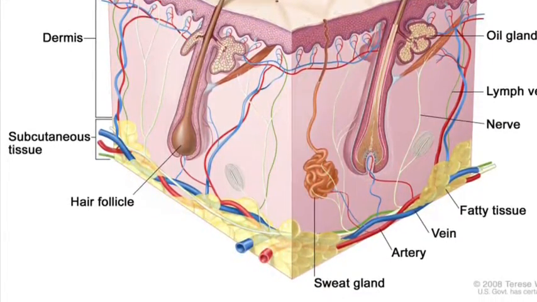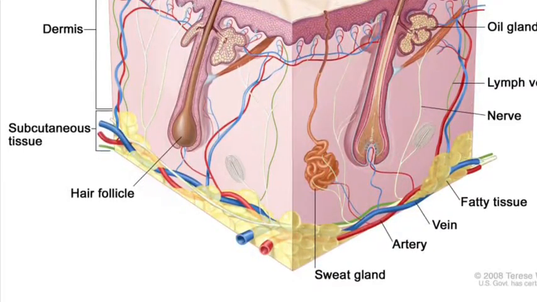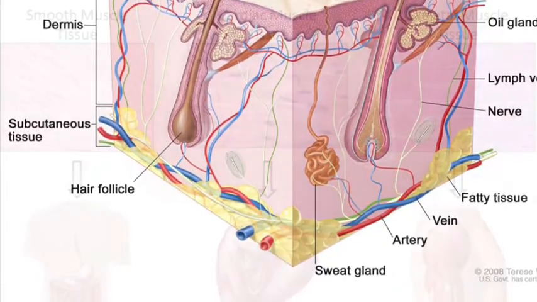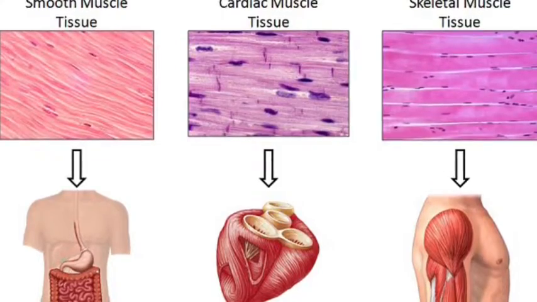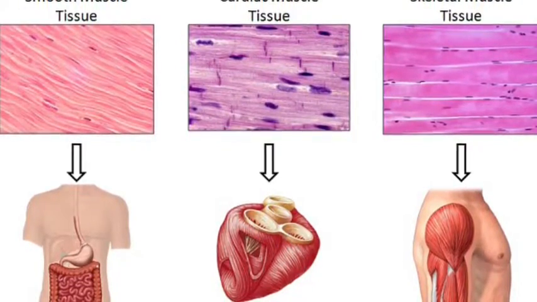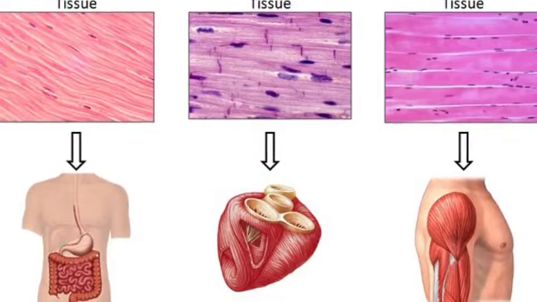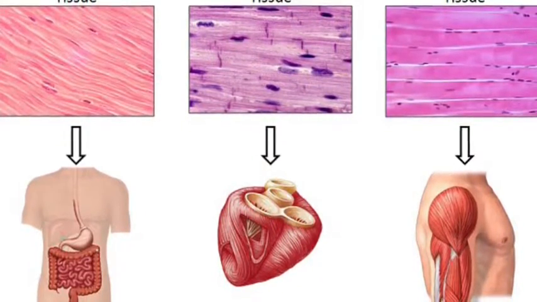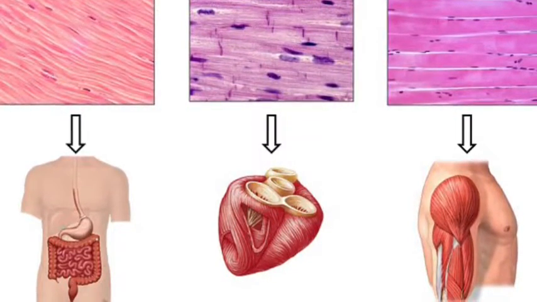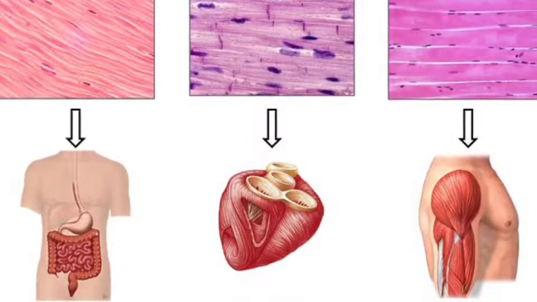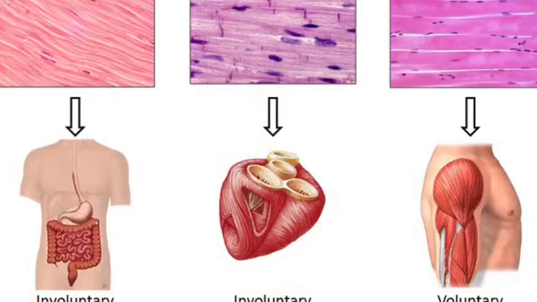The last one is the nervous tissue. It has 2 cell types, neurons and neuroglia, and it's located in the brain and spinal cord. It passes all the information in our body to our brain. The neuron has 3 parts: the cell body, an axon, and the dendrites. The cell body contains most of the cytoplasm and the nucleus of the neuron. The neuroglia makes up more than half the volume of the brain.